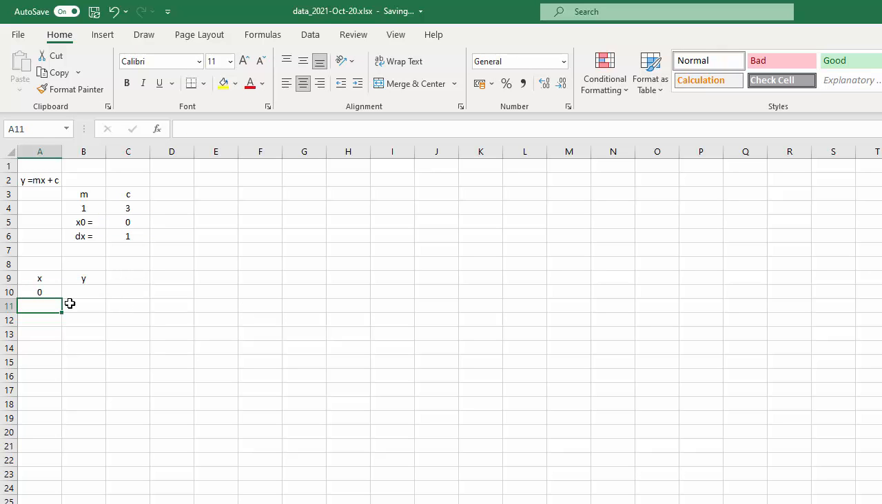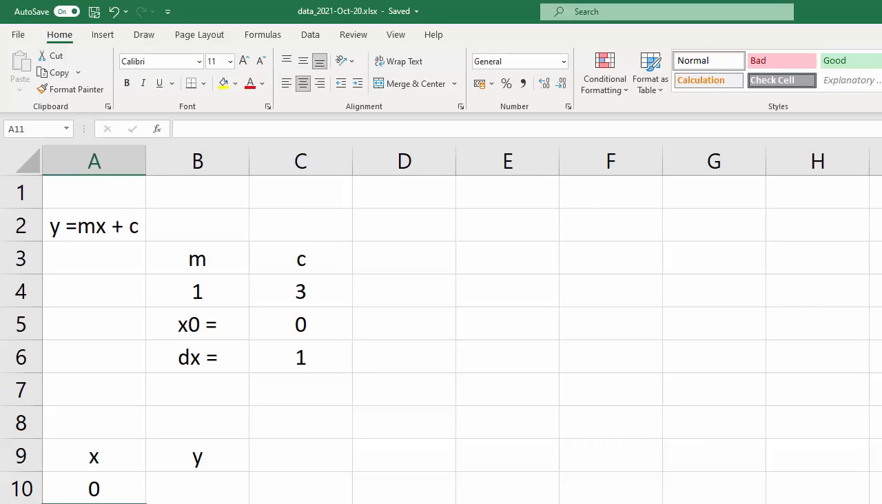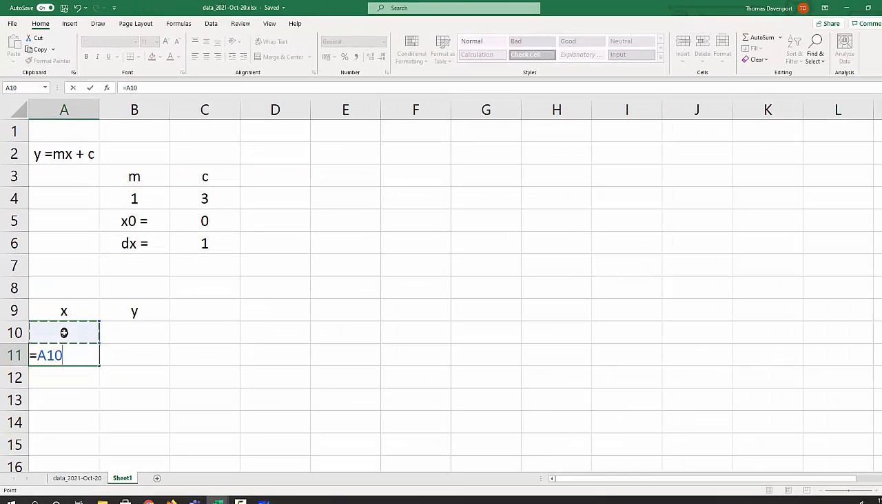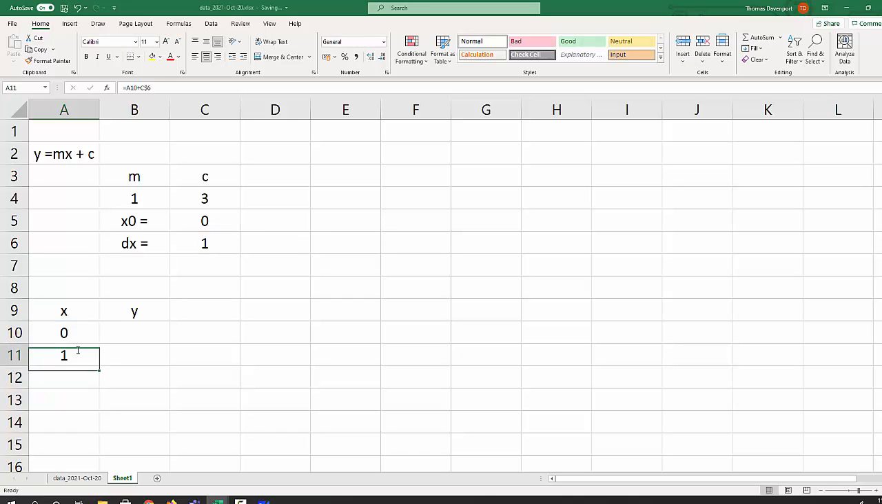Now I'm going to say this field, let me make it a bit larger so you can see what I'm doing. This field here is going to equal the previous cell, click, plus the change in x that I'm asking for. And I need to put $1 in front of the 6 to make that a constant, so it doesn't change the 6 as I copy this down.